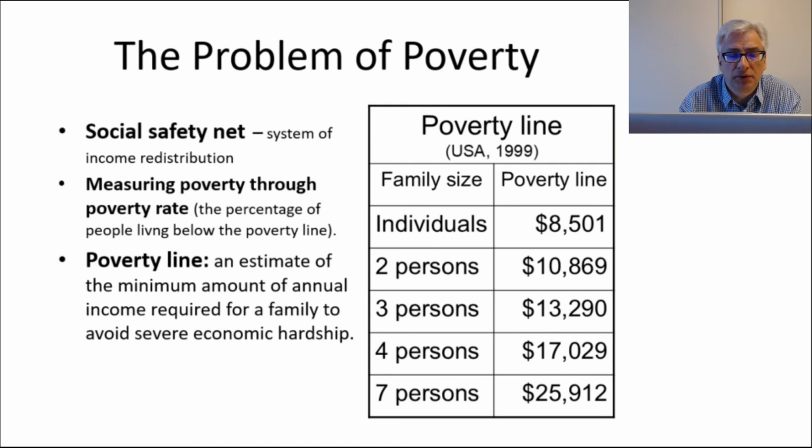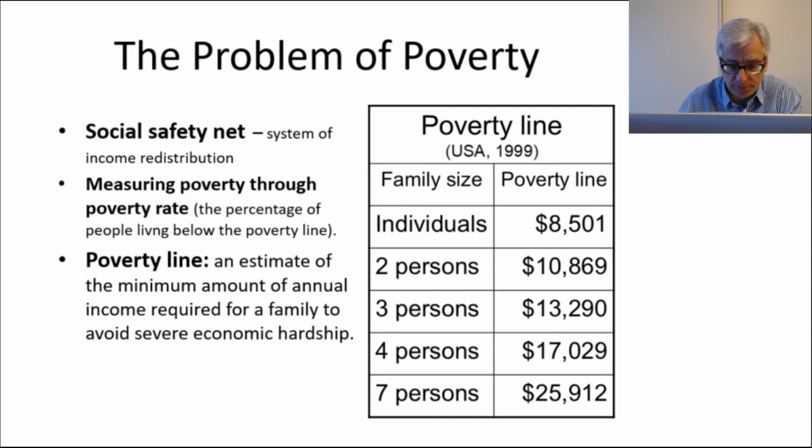So you've got some examples of the poverty line for the United States of America, 1999. And you can see that this poverty line depends on the size of the family. It grows with the size of the family, but it doesn't grow proportionally. For individuals, this poverty line is like 8,500. For 4 persons, it is 17,000. So it's like twice as much for 4 persons instead of 1 individual, right?